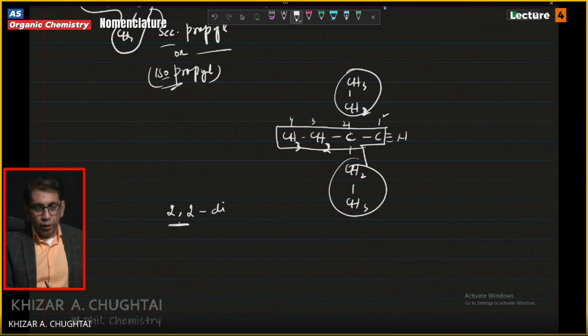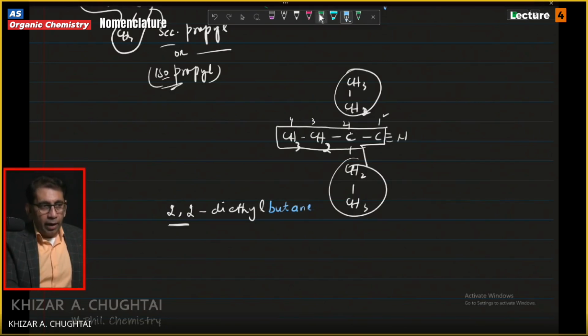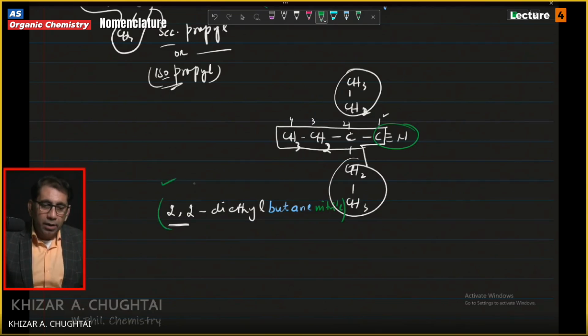As we have written two positions, for confirmation we will write di, ethyl: 2,2-diethyl. That is all. There are no branches left. So how many carbon atoms are there in the longest chain? 4 carbon atoms. You will write but, 2,2-diethyl but, and the carbon-carbon bonds are single, so ane, and finally it is a nitrile. So you will write nitrile, and this is the complete name of this whole molecule.